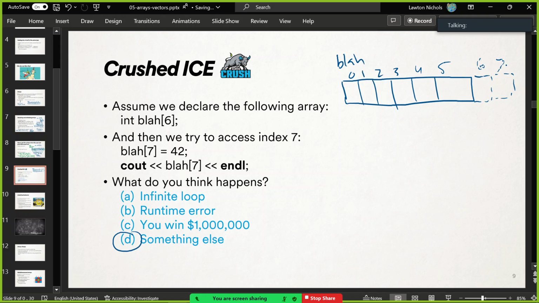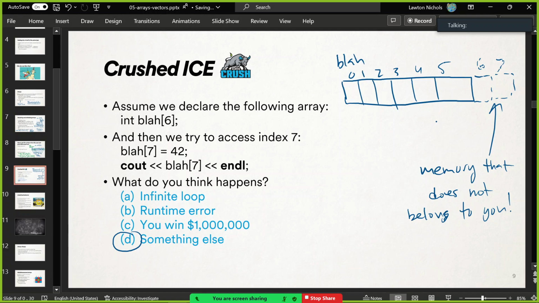So what's going on here is if you access this memory, first of all, what is it? It's memory that does not belong to you, right? You're going somewhere in memory that is not yours. It's not part of blah. Memory that does not belong to you. And C++ trusts you. It's like, all right, you're doing this. Obviously, you have a reason. Just do it, and I'll let it happen if I can.